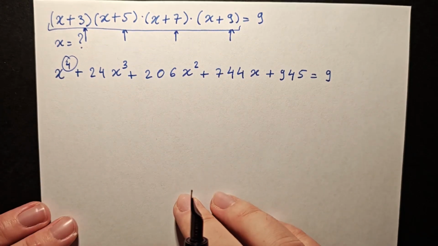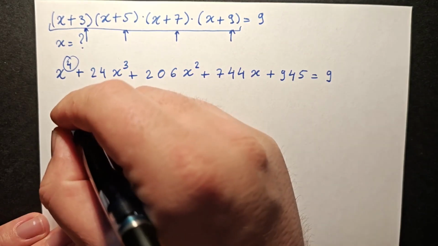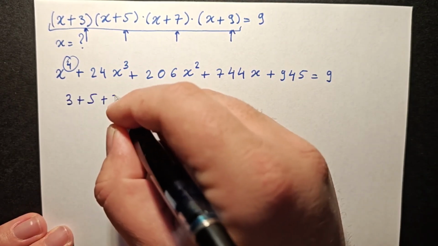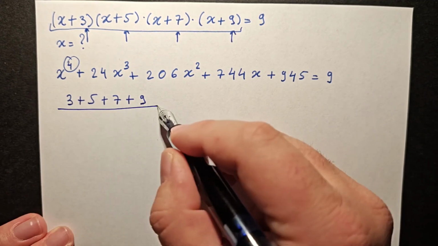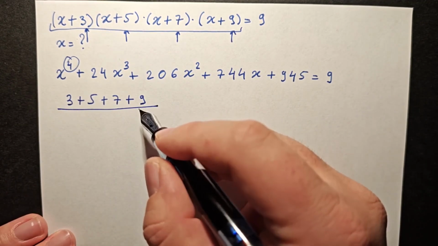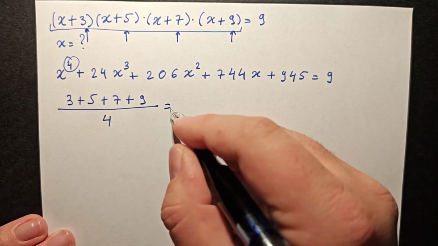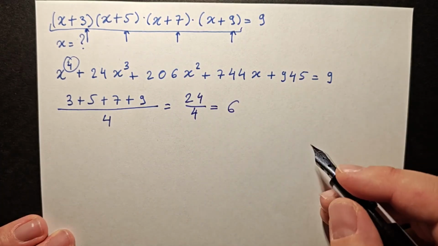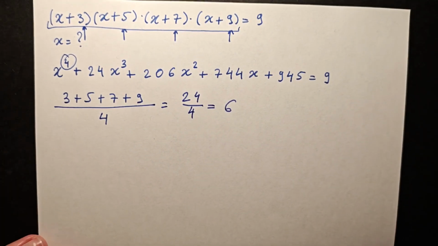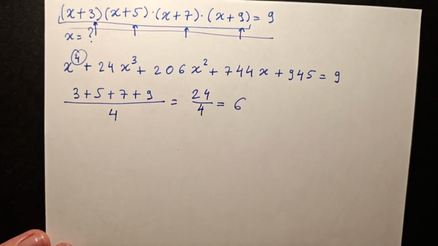We can find that average by finding the sum of all these numbers. So we have 3 + 5 + 7 + 9, and then we are going to divide it by the number of numbers that we have in the sum, and that is 4. So this is equal to 24 divided by 4, and that is equal to 6. Now we are going to center this equation around the number 6.